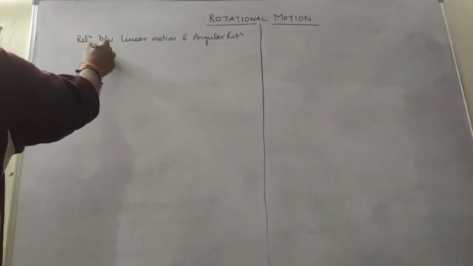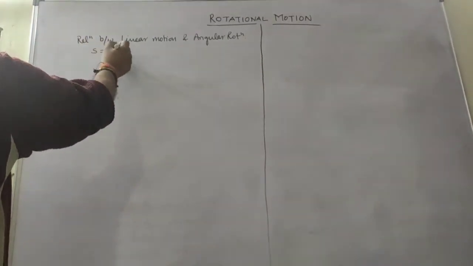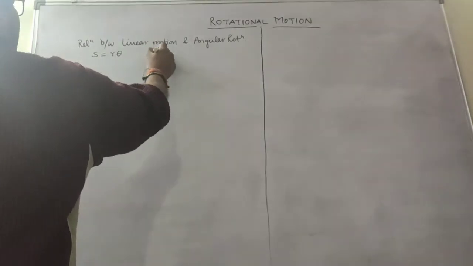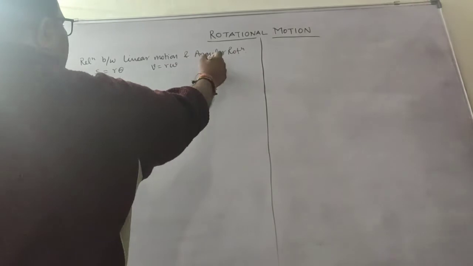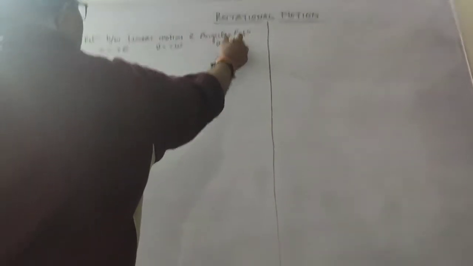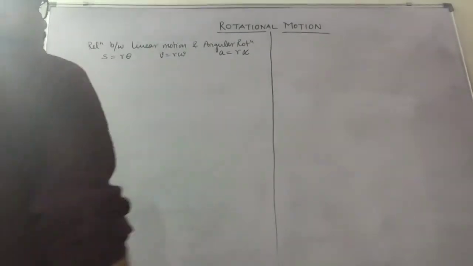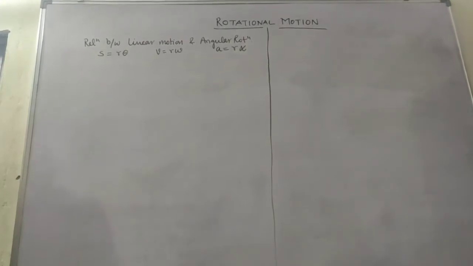So you all know S is equal to R theta. S is displacement, theta is angular displacement. V is equal to R omega. V is linear velocity, omega is angular velocity, and A is equal to R alpha. R is the distance from the axis of rotation.